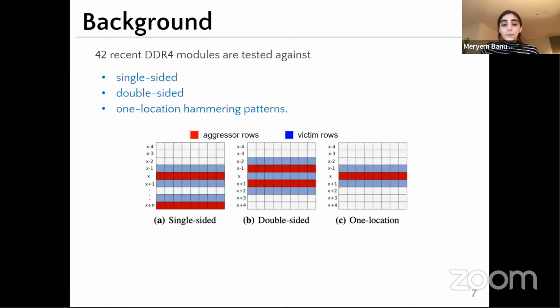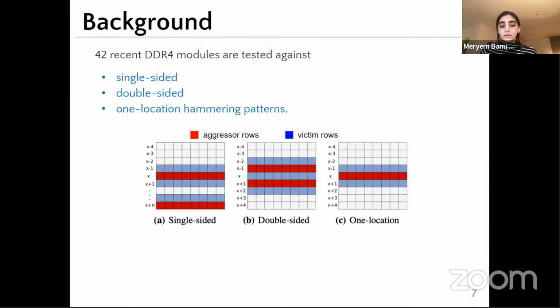There are some common hammering patterns. In the single-sided one, as you can see from the left figure, one aggressor row hammers the two nearby victim rows. In a double-sided case, two aggressor rows squeeze one victim row in the middle, which can cause more bit flips. One location, which is on the right of the figure, is similar to the single-sided as well. The difference is in the one location case, there are no additional aggressor rows. These three were the most common hammering patterns at that time.